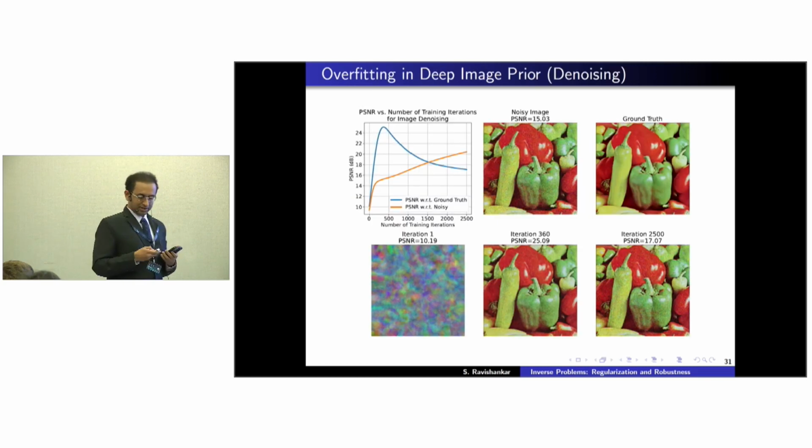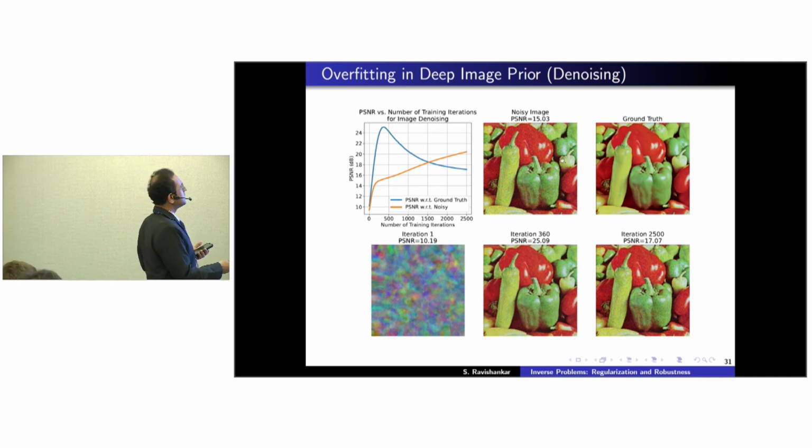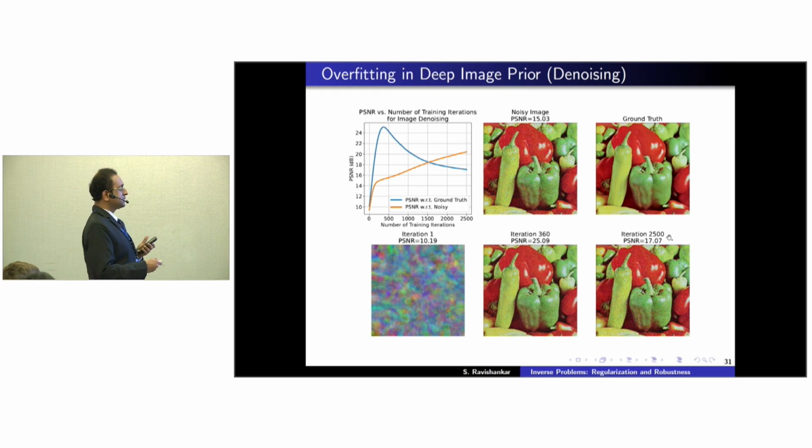So what is this overfitting? If you look at an image denoising problem, this is a noisy image. I hope you can see the noise. And this is the clean image. If you focus on the darker regions, I think you can see the noise. So the way deep image prior works is you initialize the network weights randomly, and then you minimize the fidelity between the network output and the noisy image.